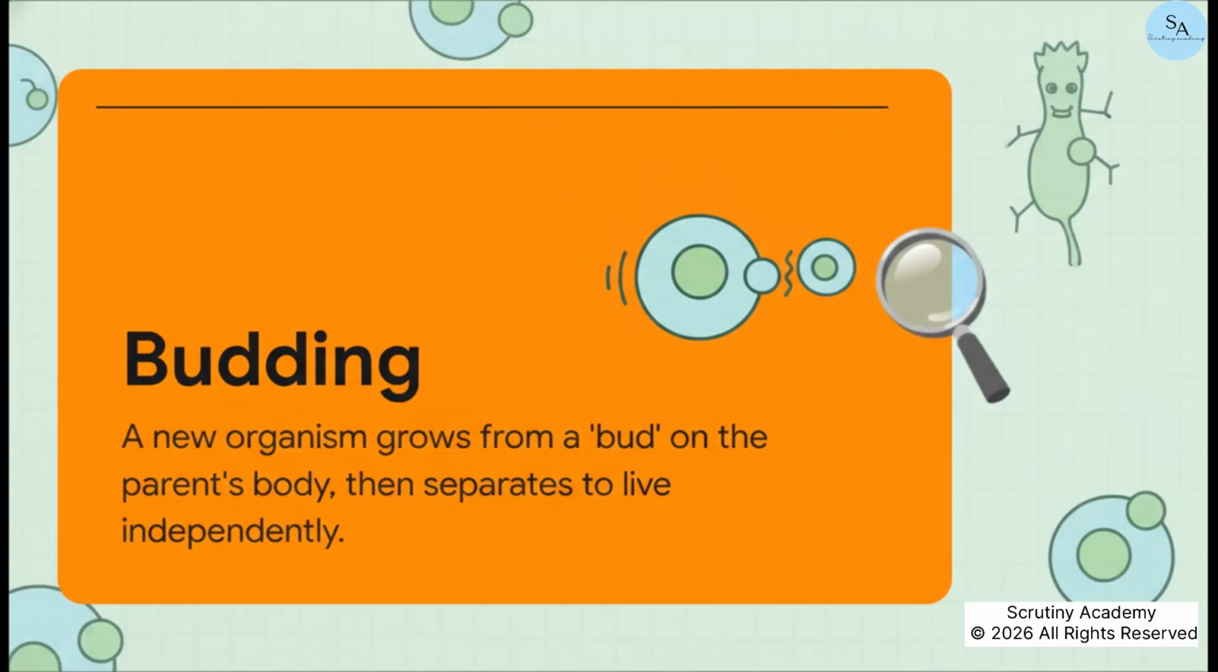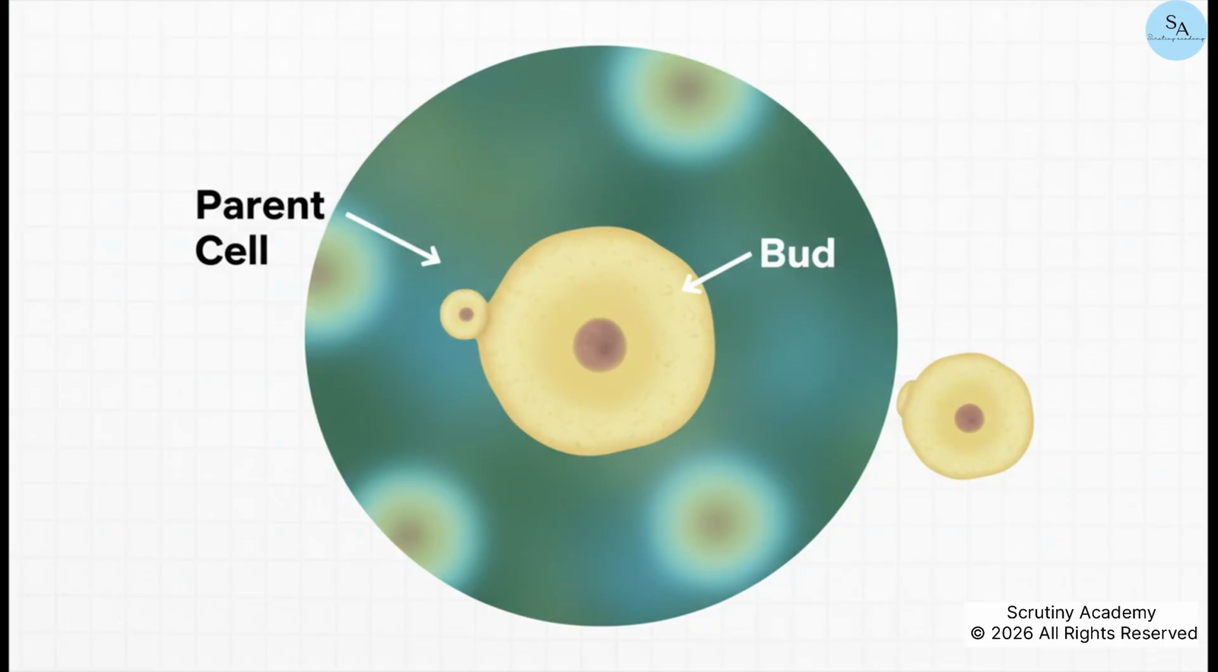Okay, next on our list is budding. And this one is pretty easy to picture. It's almost like a little mini-me, a bud, starts growing right on the parent's body. And once it's big enough, it just pops off and starts its own life. And the classic example you absolutely have to remember for your exam? Yeast. If you look at a diagram of a yeast cell, you'll see a smaller bud forming right on the parent cell, growing and growing until it's ready to separate.